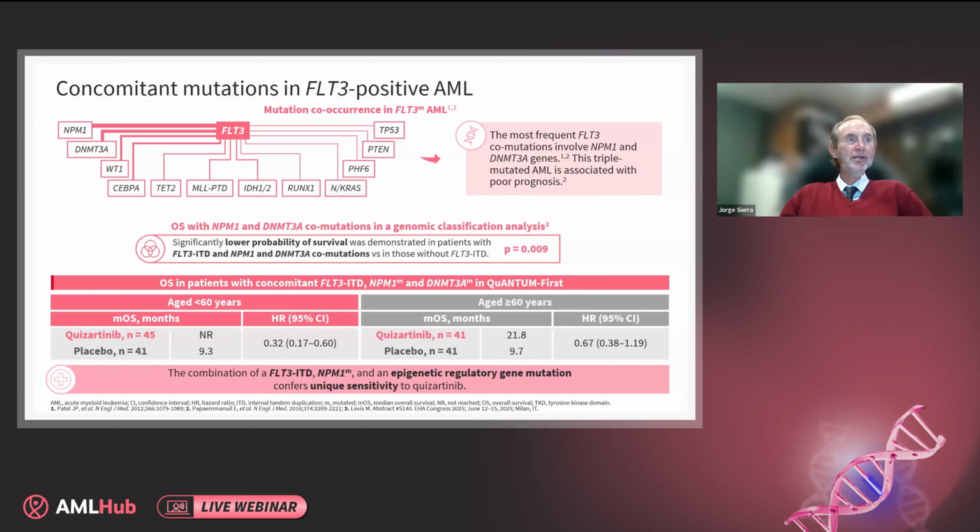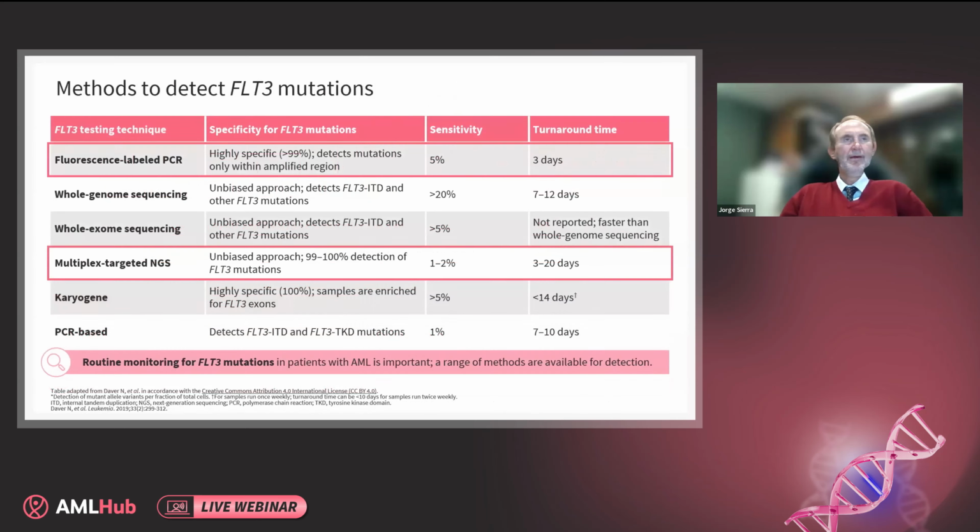And interestingly, the recent QuANTUM-First trial has shown that this subgroup of adverse prognosis with triple mutation significantly benefits from the addition of quizartinib to intensive chemotherapy.